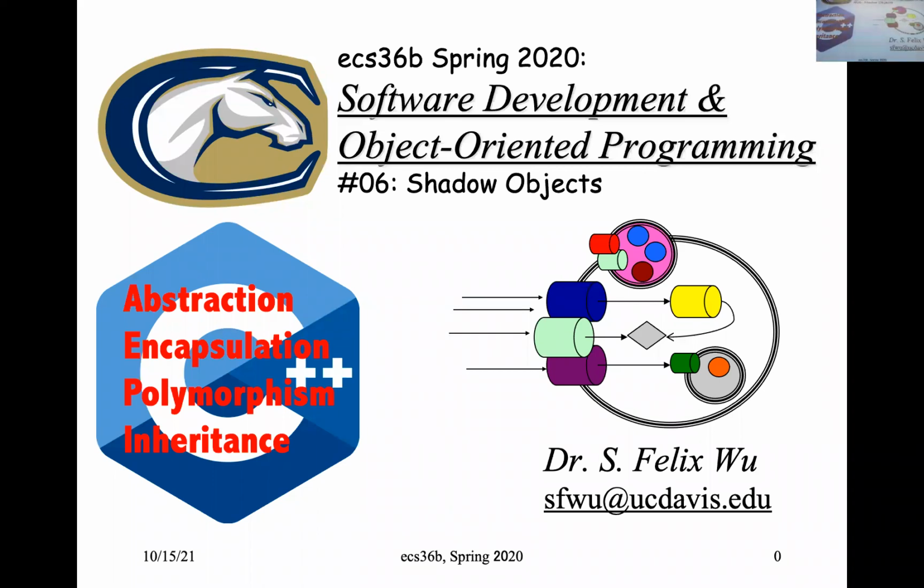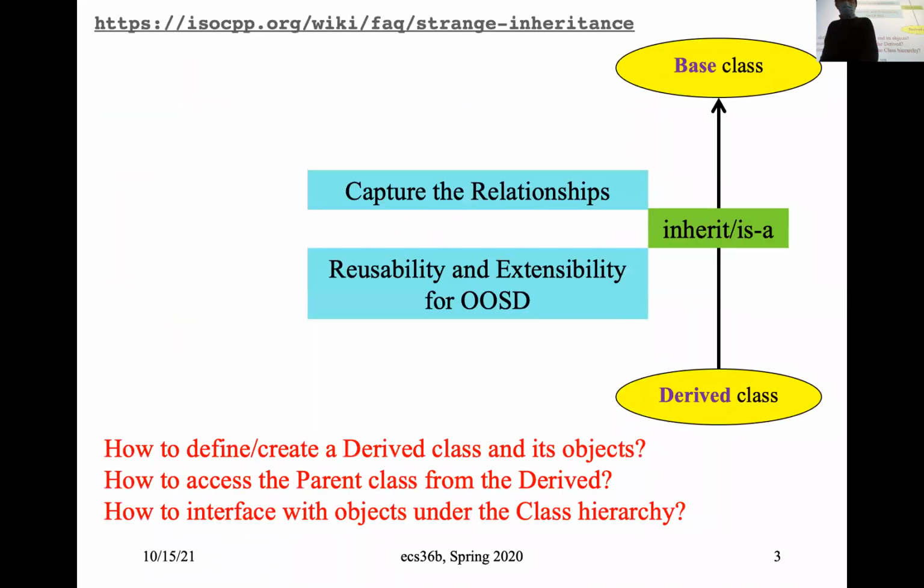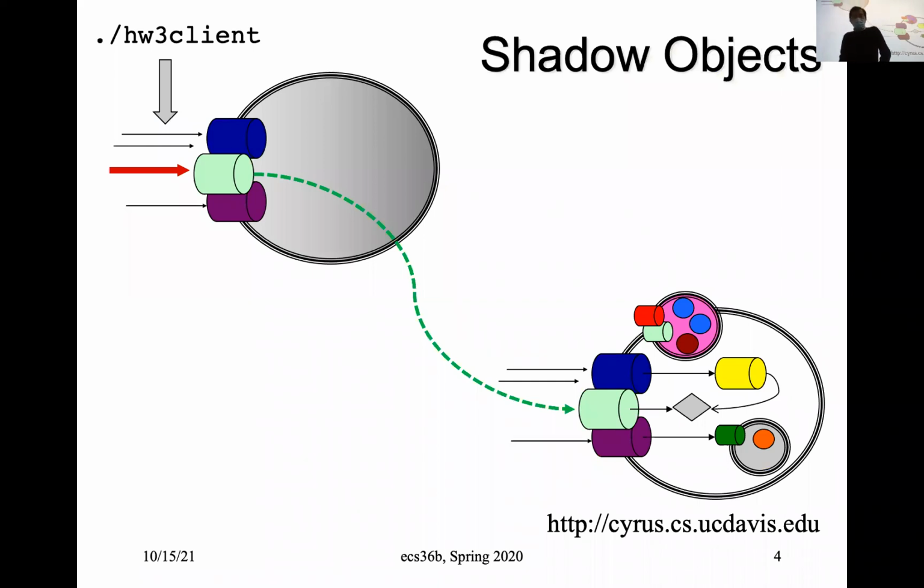So let me first clarify, shadow object is a very important concept for a lot of the homework assignments from now on. And it's not covered by the textbook, so you have to pay attention to me and the examples of how it works. Essentially, what a shadow object really is, is a utilization of virtual functions to be able to implement something in a distributed world for object-oriented programming.